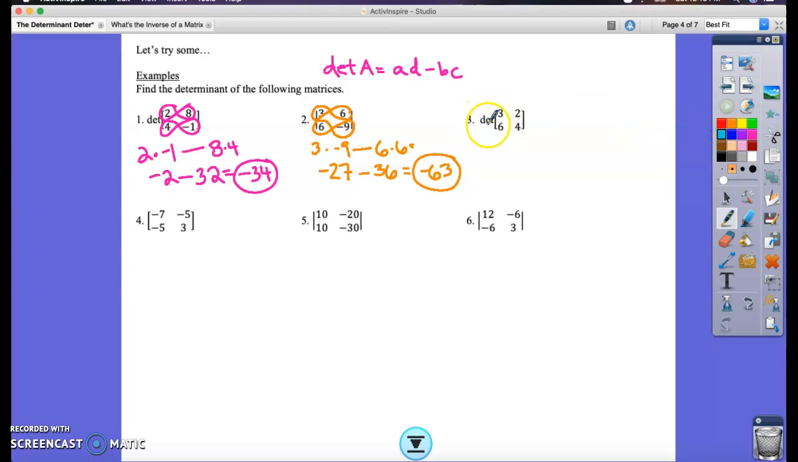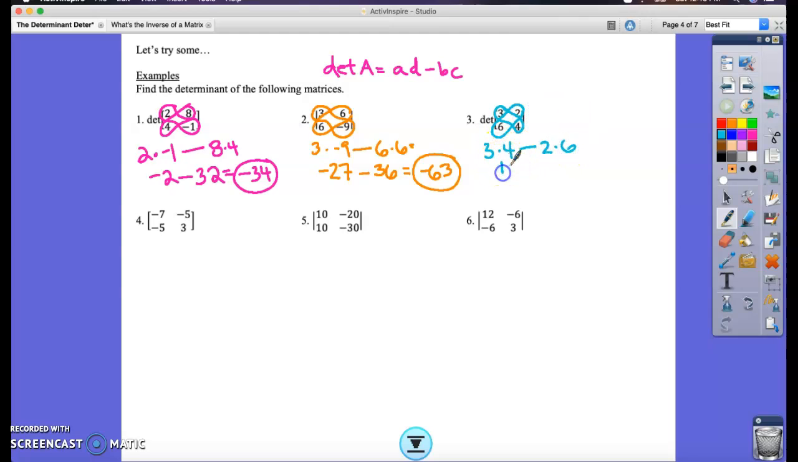All right, number 3. What about the determinant of this? If you want to just press pause and try it on your own, you can. Otherwise, I'm going to walk through it. Det means determinant. The directions already said determinant. So I'm going to go a little cross multiplication like movements. 3 times 4. The determinant is the difference, which means subtract. 2 times 6.